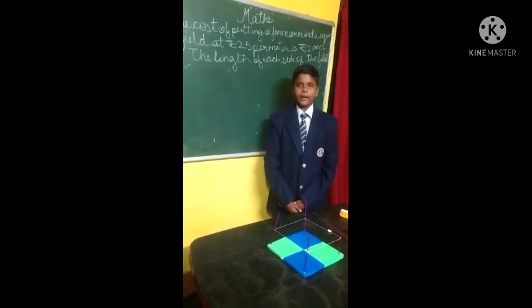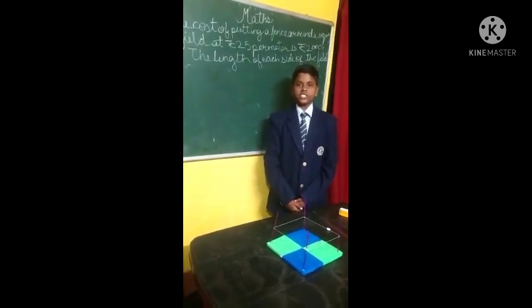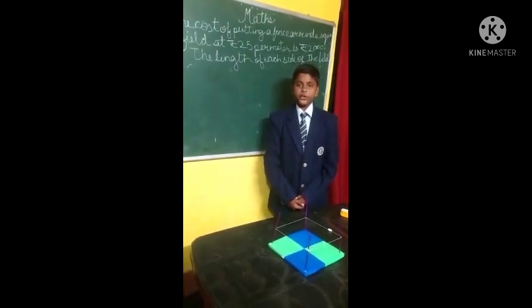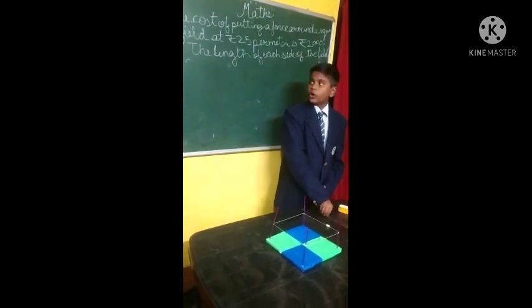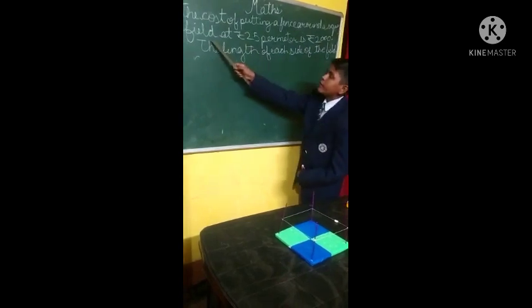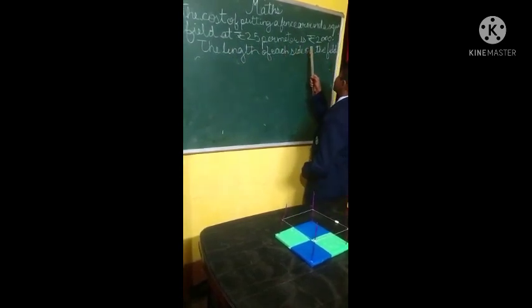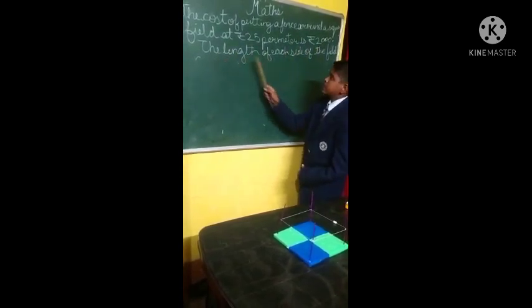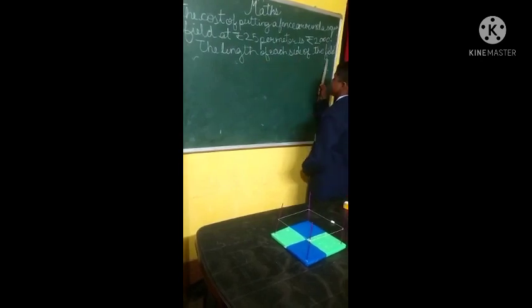Good morning everyone. My name is Anna Kumar Singh. I am studying in class 6B. Today I am doing math. The question is: the cost of putting a fence around a square field at ₹25 per meter is ₹2000. Find the length of each side of the field.